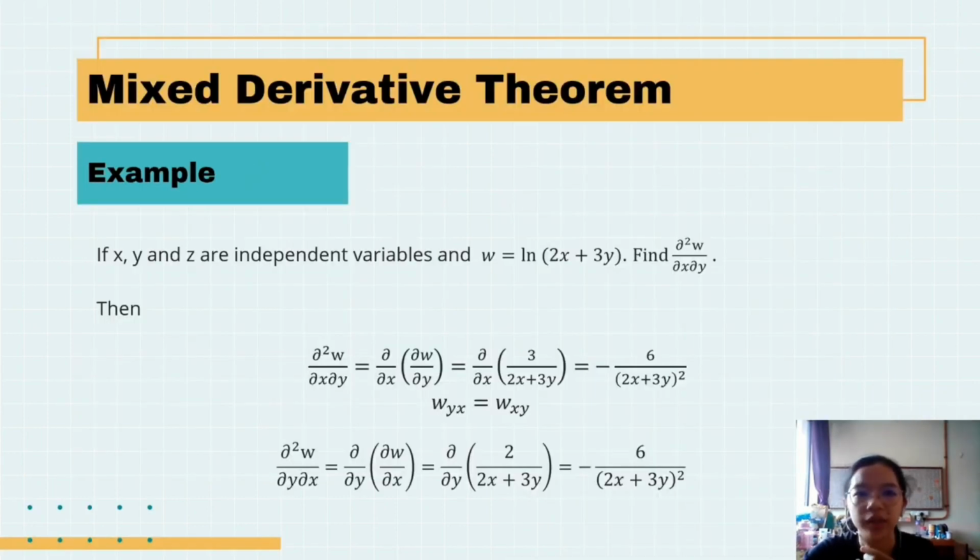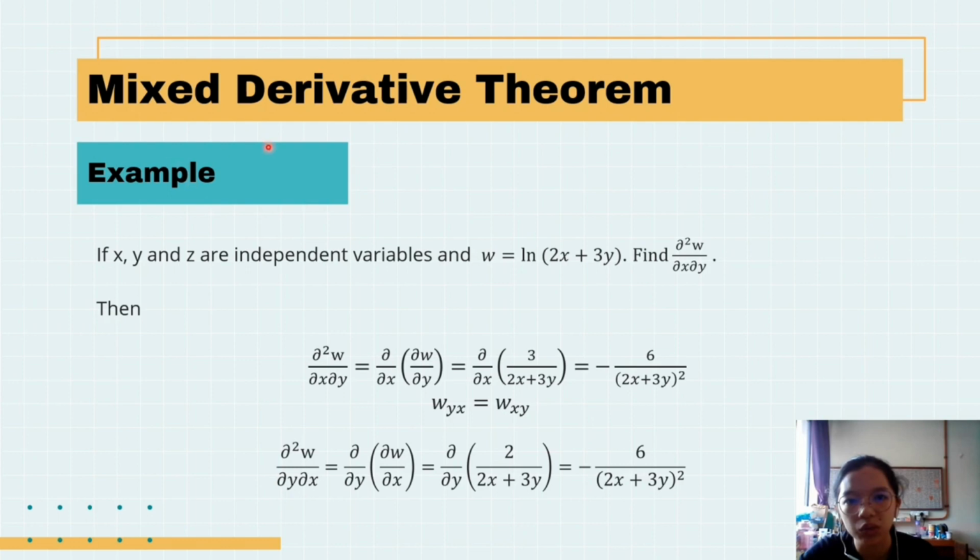So let us look at an example for the mixed derivative theorem. If x, y, and z are independent variables and w is equal to ln(2x + 3y), find ∂²w/∂x∂y. So first we need to differentiate ∂w/∂y. We differentiate this with respect to y, so we get 3/(2x + 3y). Then we differentiate it with respect to x, so we get -6/(2x + 3y)².